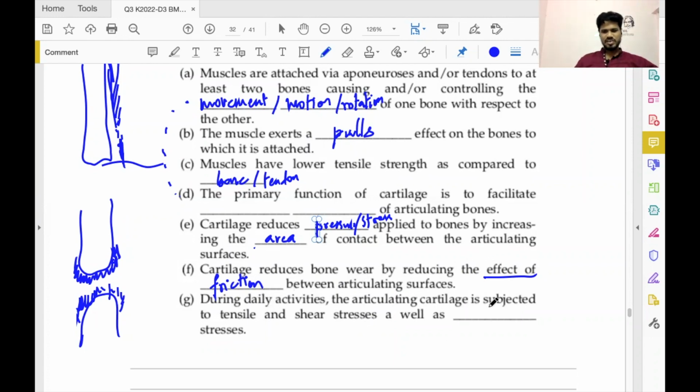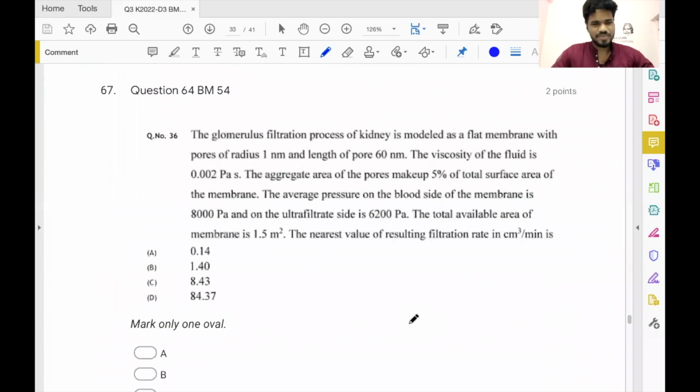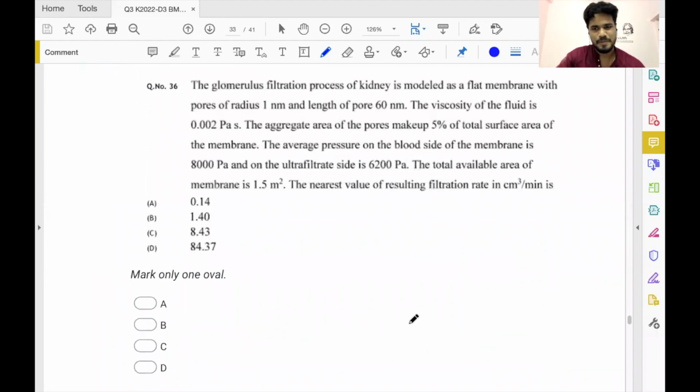During daily activities, the articular cartilage is subject to tensile and shear stress as well as compression stress. Should be compression, right? Yeah, there are only tensile, shear, and then there is compression. So this can go either way, compression. And the best articulating cartilage example will be the intervertebral disc. So it's easy to imagine all three: tensile, shear, and compression. Okay. Some slightly weird fill in the blank questions.